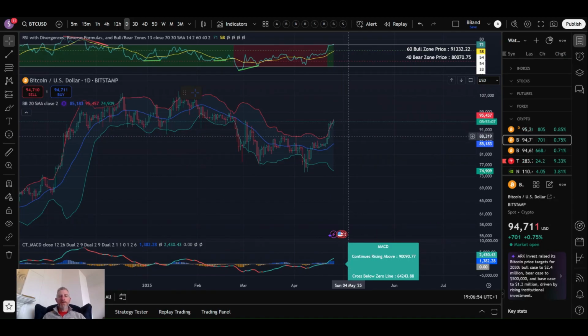Now, on the support and resistance, what I should add to that is that the impulsive move took the RSI into the bull control zone on the daily, which is obviously good if you're looking for more upside.